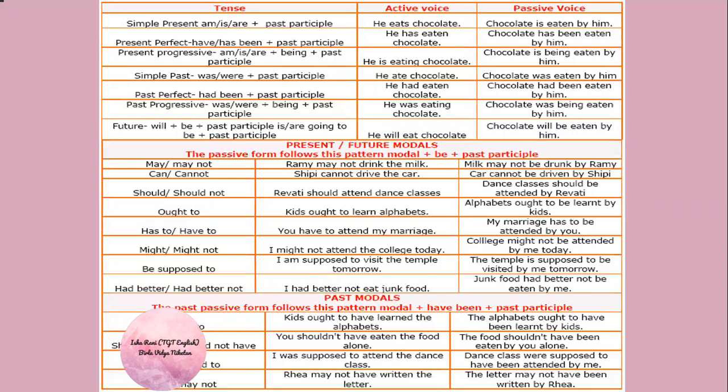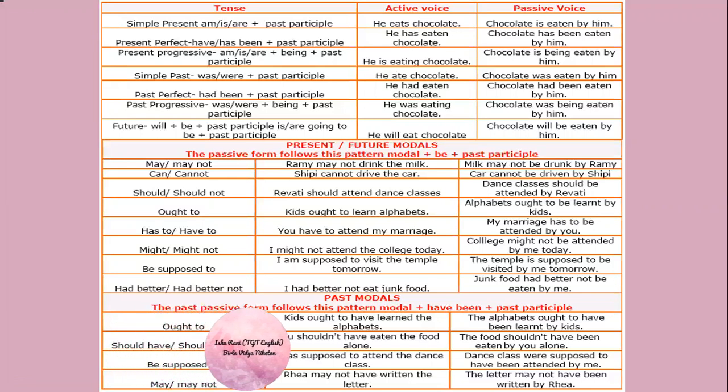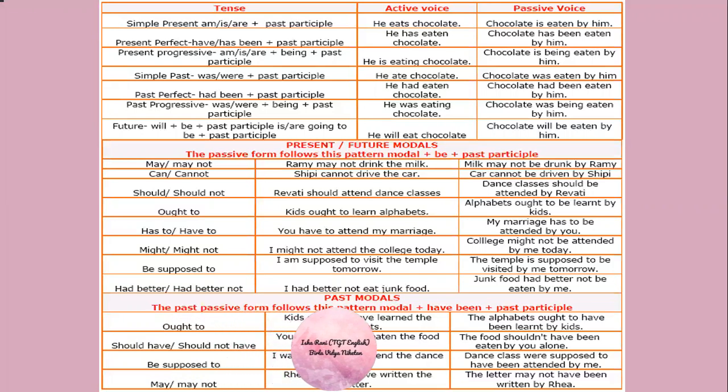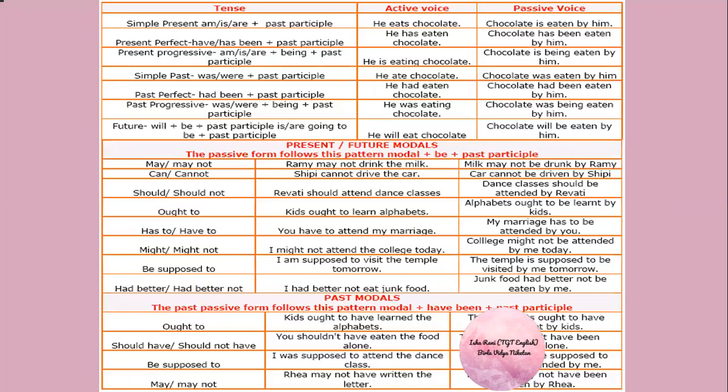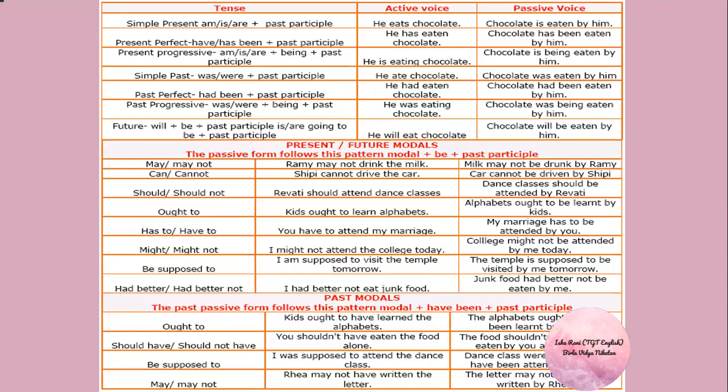He eats chocolates in active voice. Chocolates are eaten by him in passive voice. Likewise, take a note of the rest of the tenses and their structures. You shall keep in mind all of these when writing a sentence in passive voice. Your basic formula remains unchanged, which is form of be plus past participle or V3.